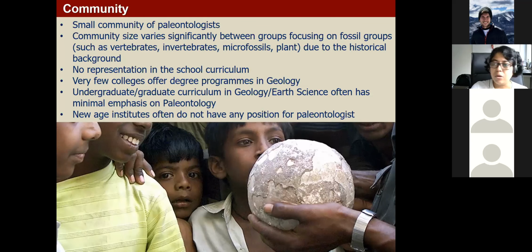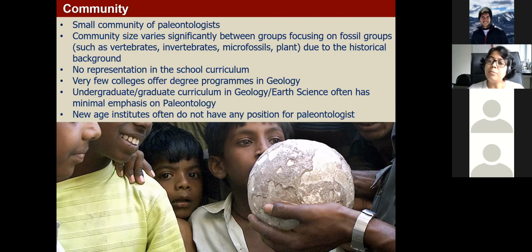Community plays an important role. Unfortunately, the paleontologist community is very small in India. The community size varies significantly between groups focusing on a fossil group. Vertebrates have a slightly larger community, depending on which group you are working on. Microfossils have slightly larger communities simply because they have a very applied aspect going to the energy industries. Paleobotanists have a heritage because of Dr. Birbal Sahni and the previous historic figures. When we come to invertebrate paleontology, the group is very small. If you think about paleobiologists, even smaller.